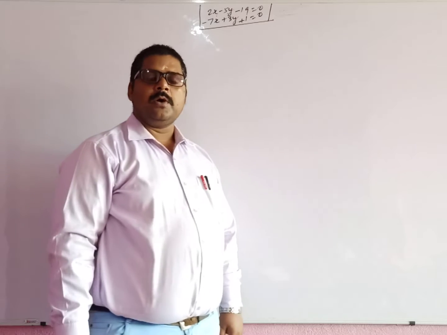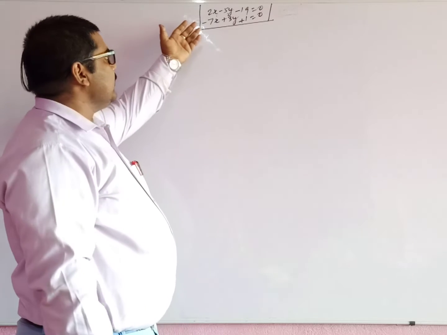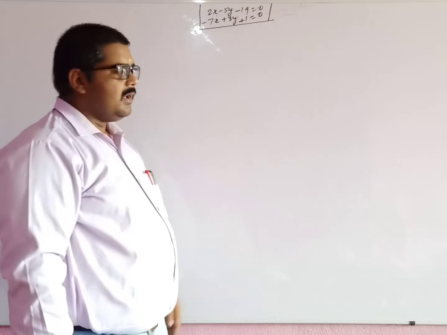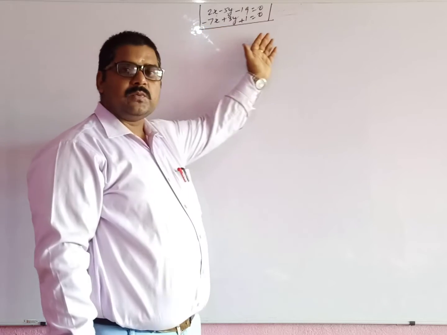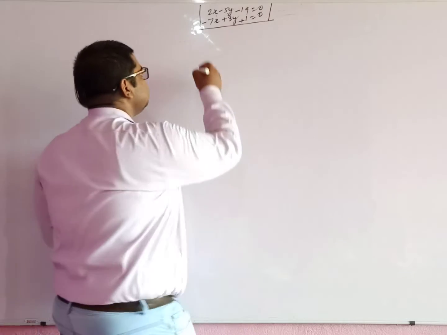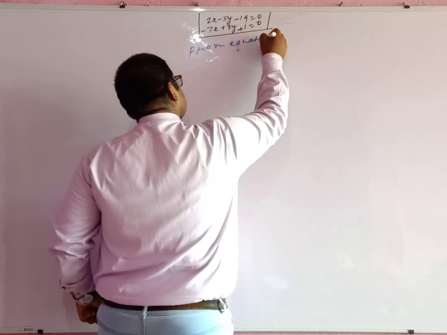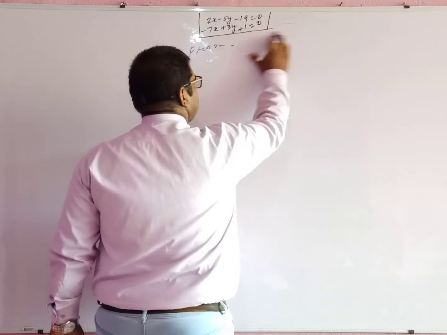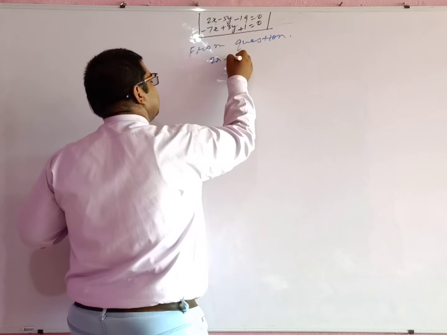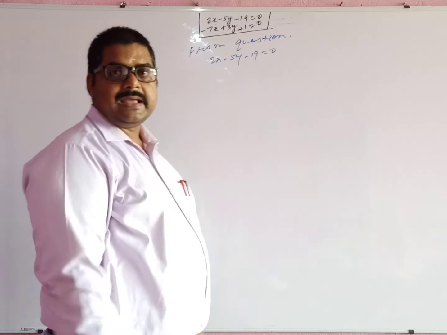My dear students, one more question I have taken. The system of linear equations in two variables that I have taken, you can see that one of the equations is 2x minus 5y minus 19 is equal to 0, and the second one is minus 7x plus 3y plus 1 is equal to 0, and you have to solve by the substitution method. How can you solve? From the question, 2x minus 5y minus 19 is equal to 0.